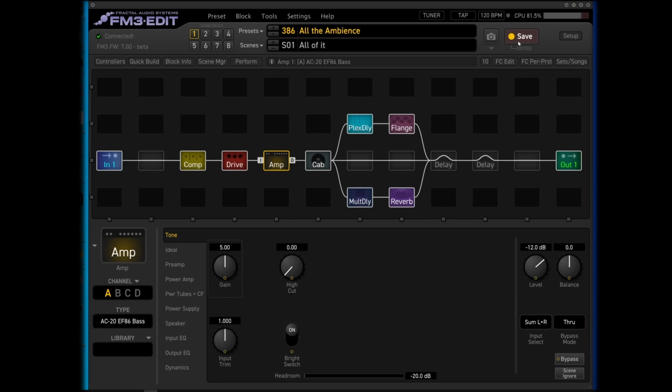I hope that helps clear up some of the extra what you could do with the FM3. Basically, you got just over 10% more CPU power, and that realistically means you can add a couple of extra blocks to each preset if you're running around the sort of 80% mark on your old FM3 presets.